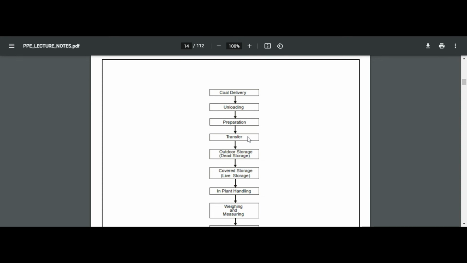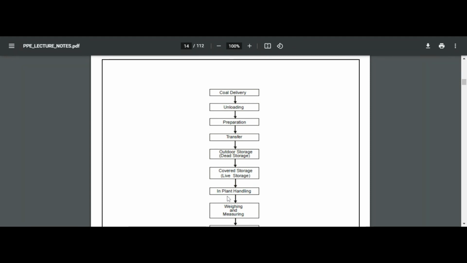Next, transfer takes place using conveyors. We use conveyors to transfer the coal from the crusher to outdoor storage, or dead storage, where the coal is stored in a place about 1 kilometer away from the furnace. That is known as outdoor storage. Next is covered storage or live storage. Live storage means the coal is stored in a place very near to the furnace.